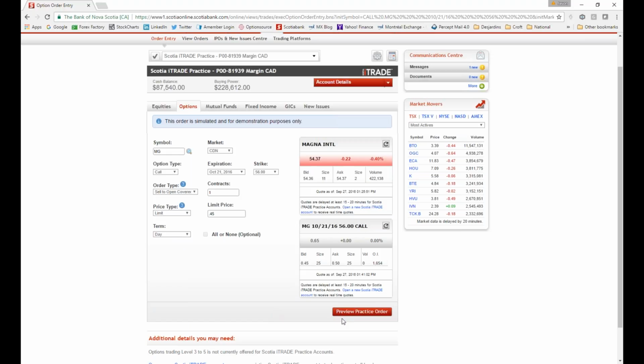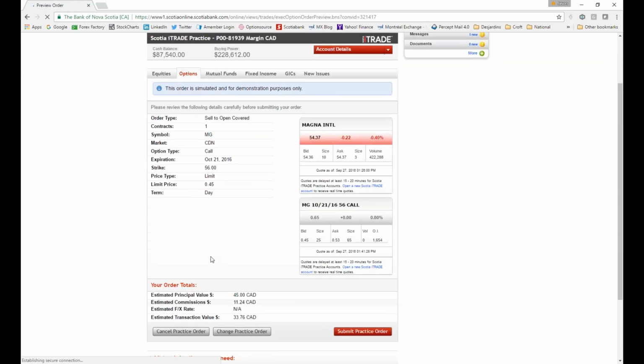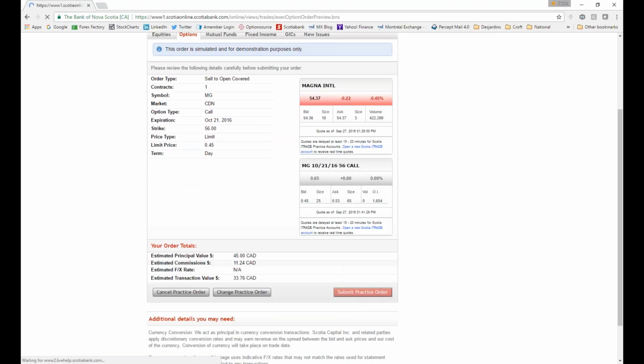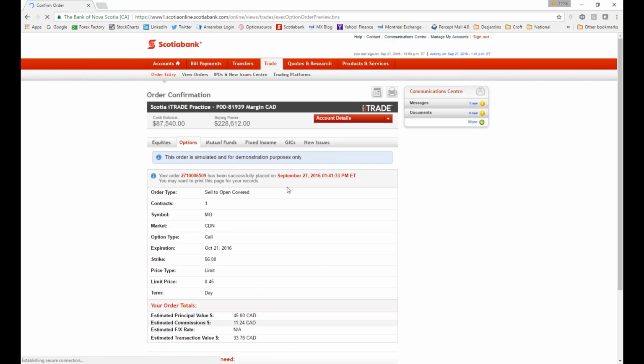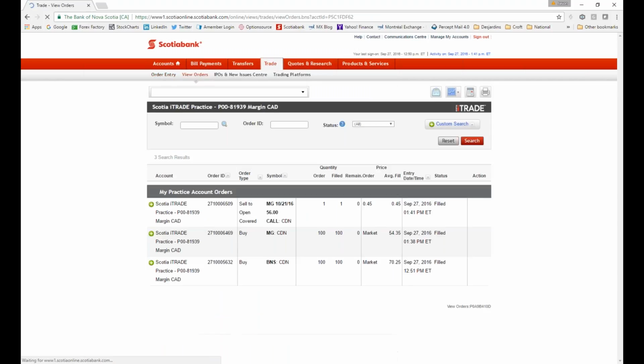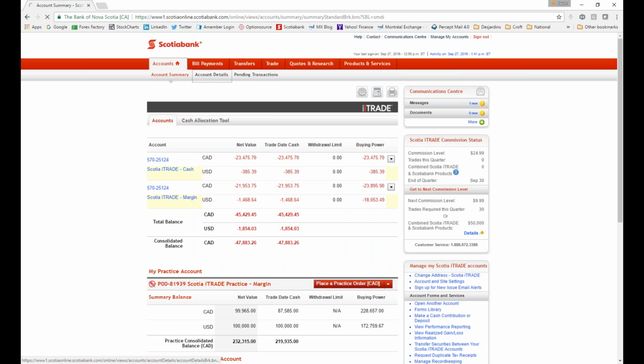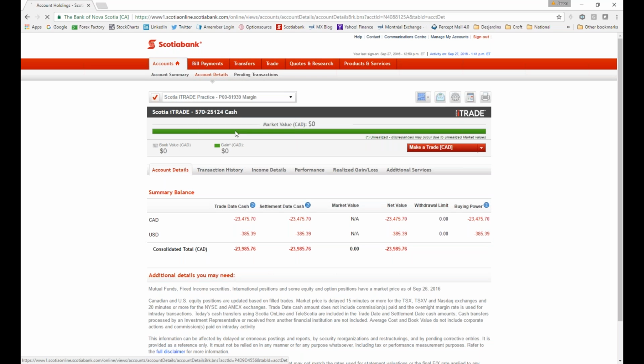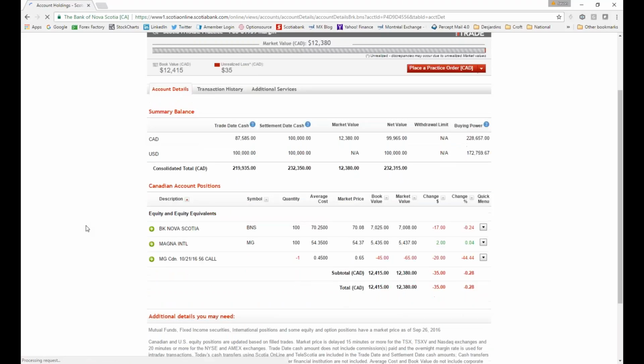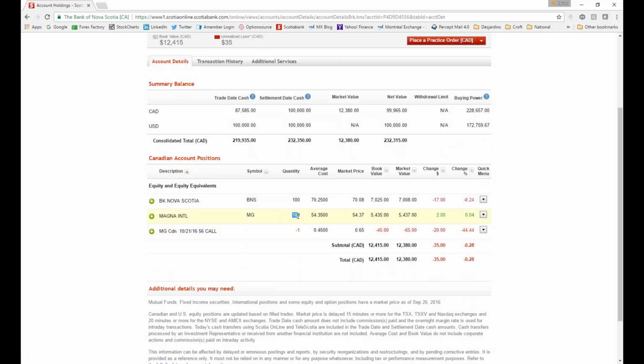So ideally, because I'm going in at the bid price, this little sample order will get filled very quickly. So we're going to run through this, and we're going to submit the practice order. It's been placed. Let's just take a look at the order. That was filled pretty quickly because we went in at the market. So we're going to take a look at our account details, make sure we're looking at the proper account. And so now we have our Magna shares here at 100 shares, and we have short one contract.